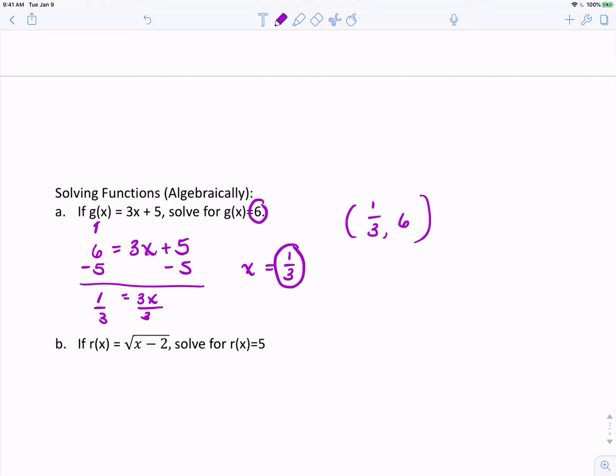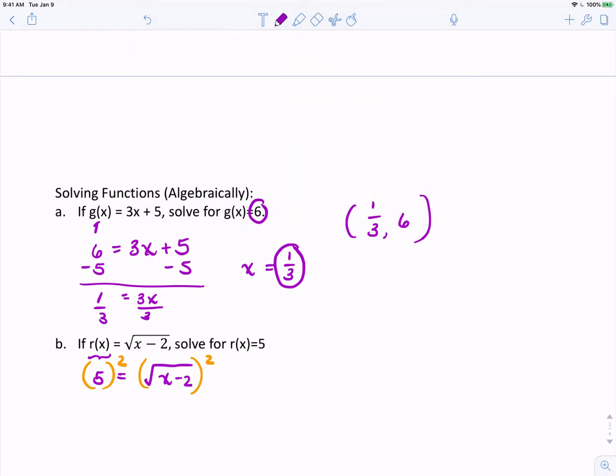Another example. If r of x is equal to the square root of x minus 2, solve for r of x is equal to 5. So again, if r of x is equal to 5, we have this equation, 5 is equal to the square root of x minus 2. Now, this is an equation that involves a square root. The opposite of a square root is to square. And so we're going to start by squaring both sides of this equation.